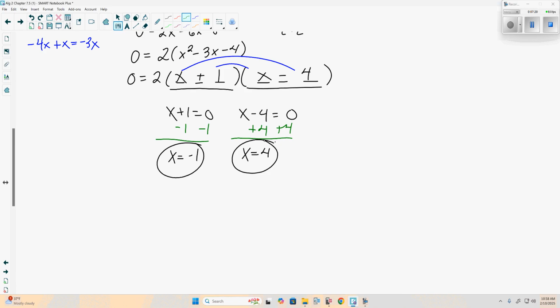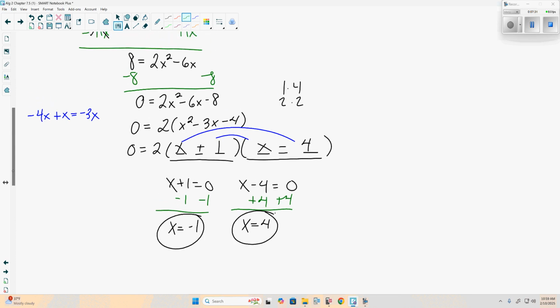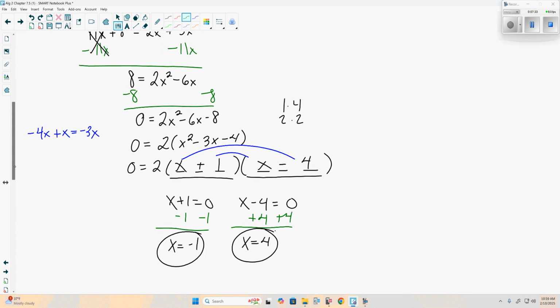Questions over this here? Now, is either one of these one of our restrictions we listed at the start? Well, no. So both of those solutions work. Questions on any of this here so far?